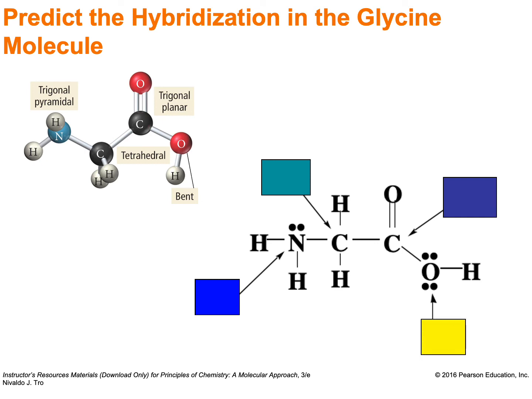Let's predict hybridization around each of the central atoms in the amino acid glycine. You see on the left the Lewis structures and the electron pair geometry associated with each of those. Let's relate that to hybridization. Starting with the nitrogen atom, you have trigonal pyramidal. Around the first carbon atom on the left, you have tetrahedral. Around the second carbon, the one facing to the right, you have trigonal planar, and the last central atom, oxygen, has a bent geometry.